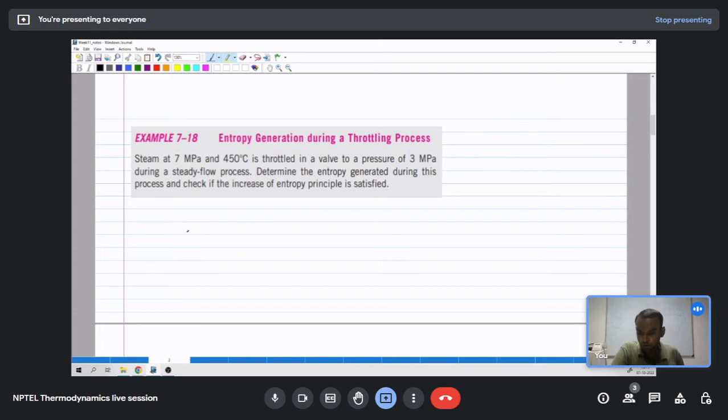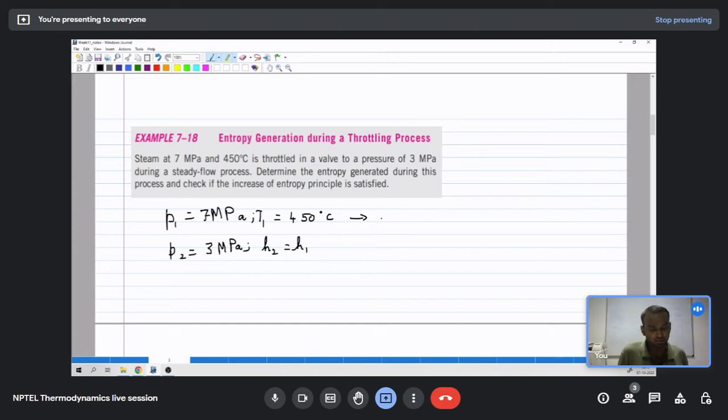So now we know P1 is equal to 7 megapascal and T1 is 450 degrees Celsius, and for P2 we know it is 3 megapascal. We know that H2, the enthalpy at the final state, is same as the initial state because it is only undergoing a throttling process. Now we can get the enthalpy and entropy values for state 1 from the steam tables. So H1.